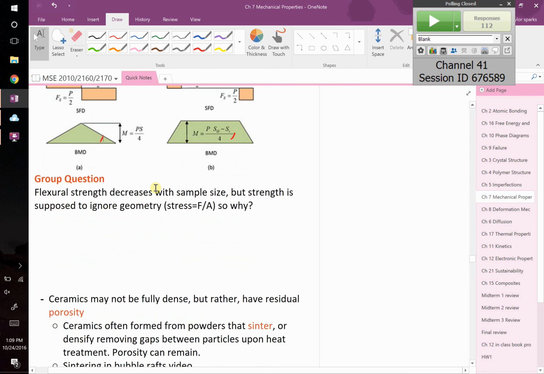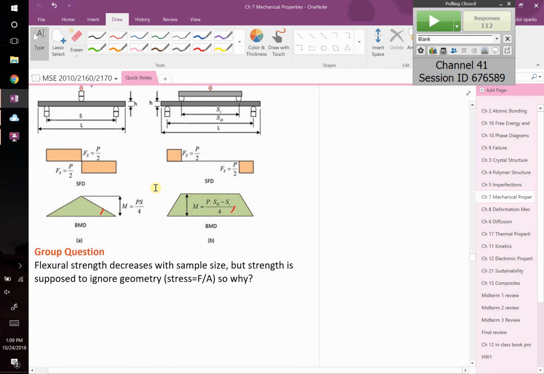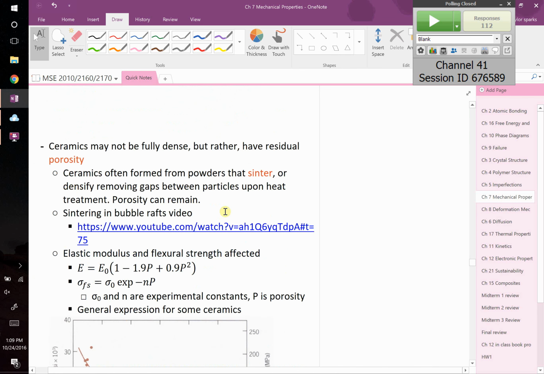Okay? But again, this comes back to the fact that flaws could be anywhere, and it's all about the largest flaw. Statistics says there's some largest flaw in there that will cause this to break, and if that's at the region of your highest bending moment, it'll break sooner. So you have a lower strength, right?